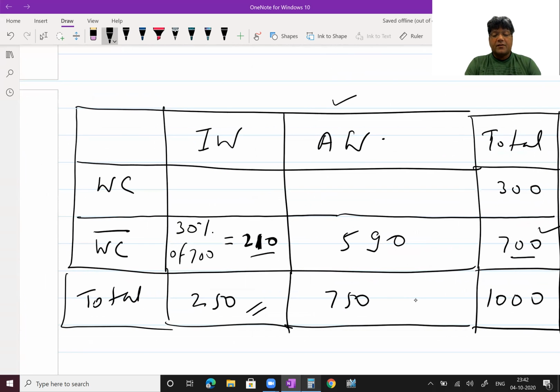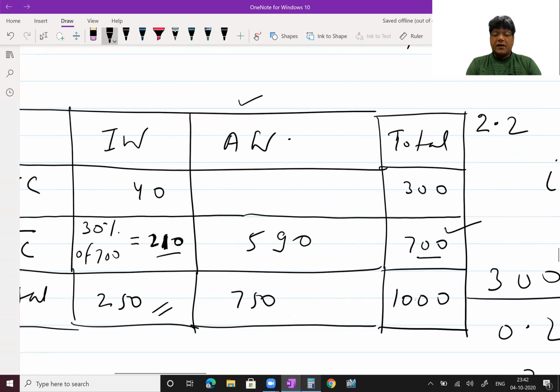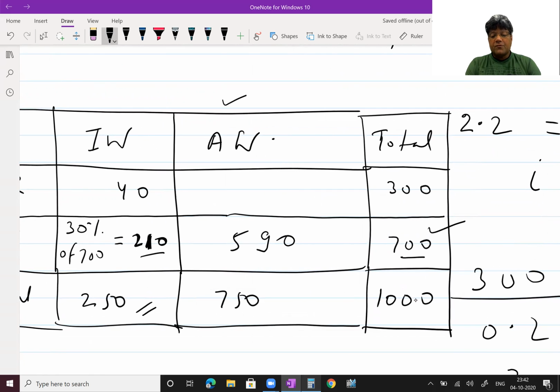Total industrial workers 250. Out of those 250, 210 had not watched the World Cup. So how many watched the World Cup? Remaining 40. Now, total agricultural 750. Out of those 750, 590 didn't watch. So how many watched? 750 minus 590 will be equal to 160.